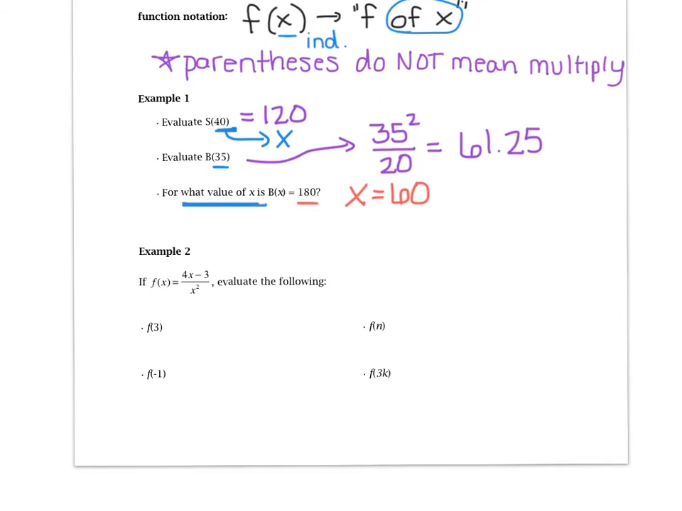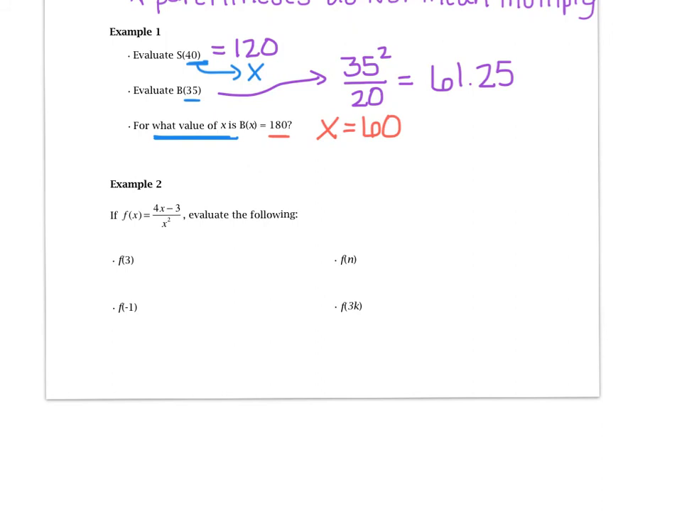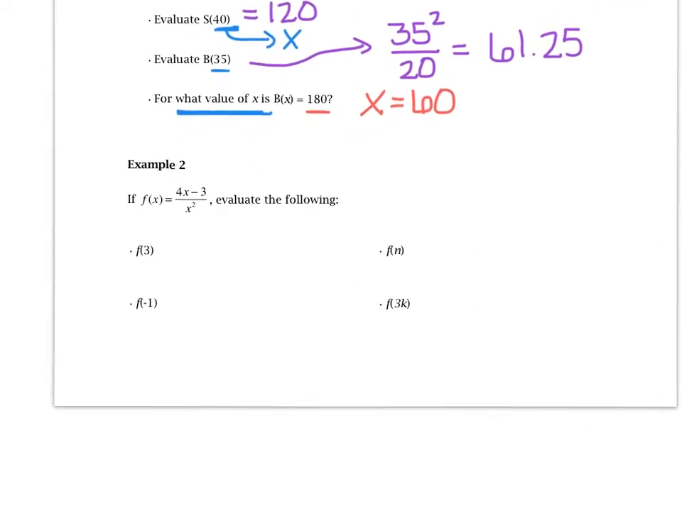So let's move down to example 2. We don't need that table for example 2. Notice this one gives us a function and they only give it to us in equation form. F of x equals 4x minus 3 over x squared. So when I'm asked to find f of 3, remember what they're really giving you here is your x value. So I'm just going to plug in 3 in place of x. 4 times 3 minus 3 divided by 3 squared.